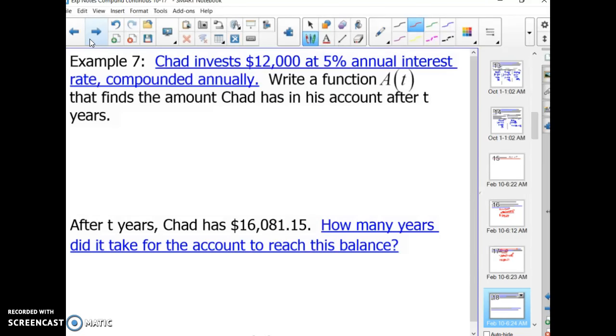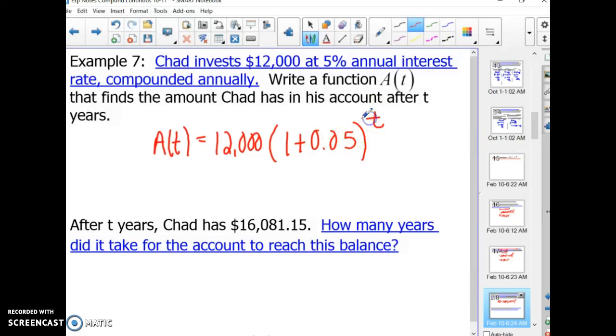Chad invested $12,000 at 5% annual interest rate compounded annually. Write a function that finds the amount Chad has in his account. So I want to start off at A of t. So that's what I wanted it to equal. I start at $12,000. Pretty good, right? I add 5% because we're increasing it. Do I know my t value? I don't. So I just wrote an equation. It's in t and I don't know my t.